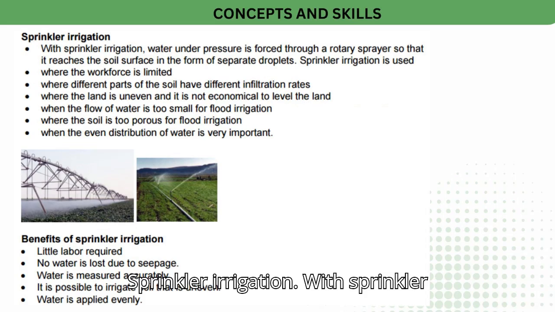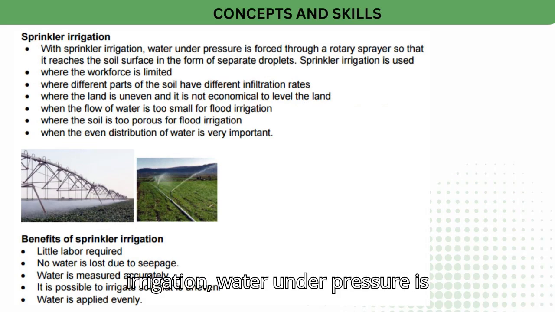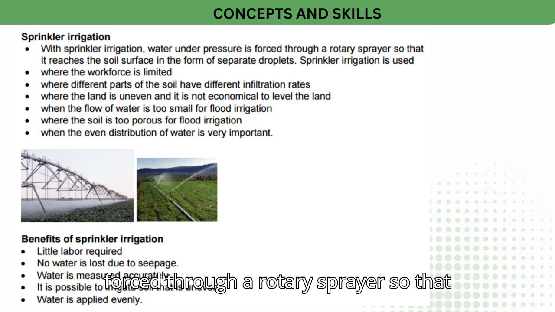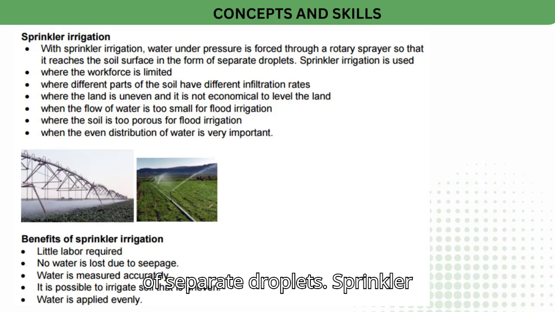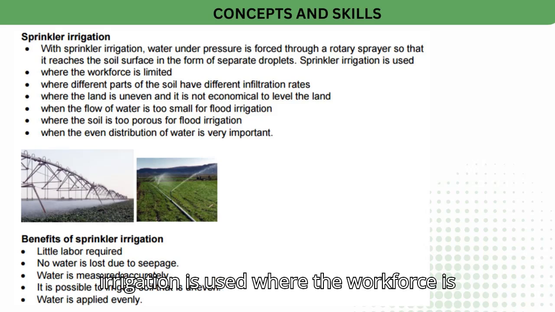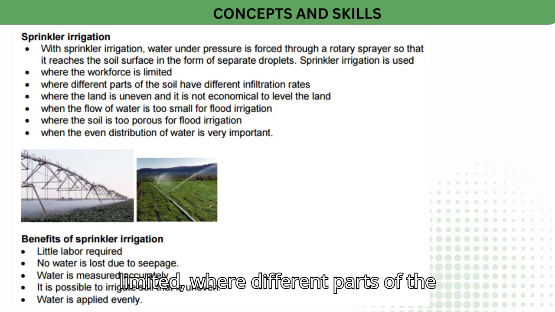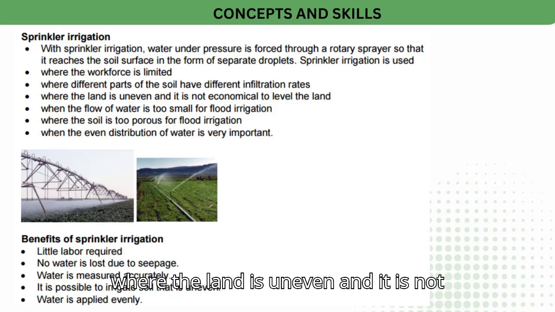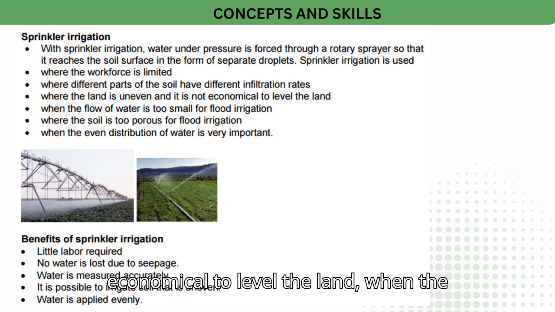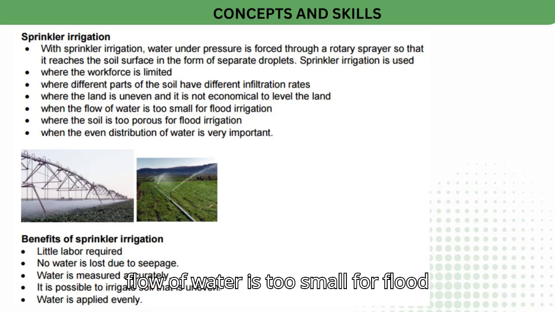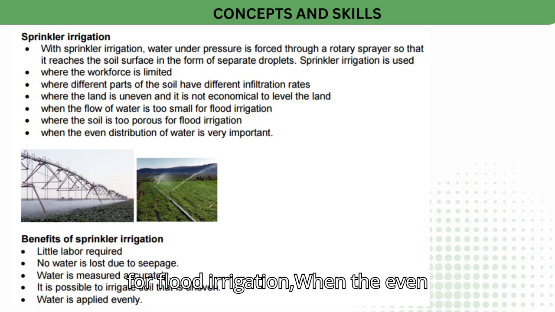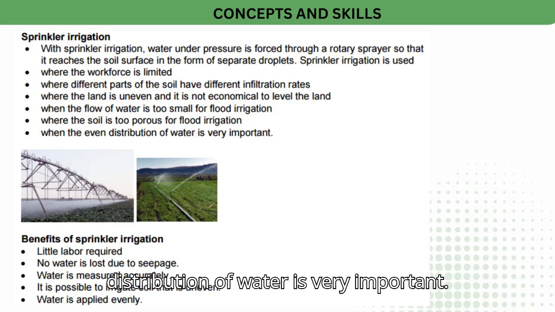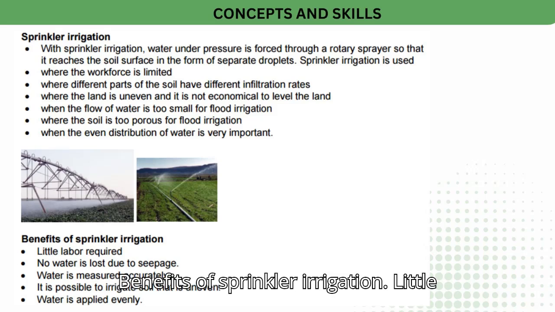Sprinkler irrigation. With sprinkler irrigation, water under pressure is forced through a rotary sprayer so that it reaches the soil surface in the form of separate droplets. Sprinkler irrigation is used where the workforce is limited, where different parts of the soil have different infiltration rates, where the land is uneven and it is not economical to level the land, when the flow of water is too small for flood irrigation, where the soil is too porous for flood irrigation, when the even distribution of water is very important.